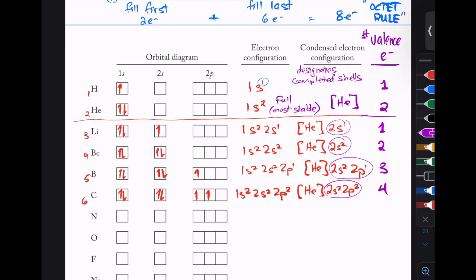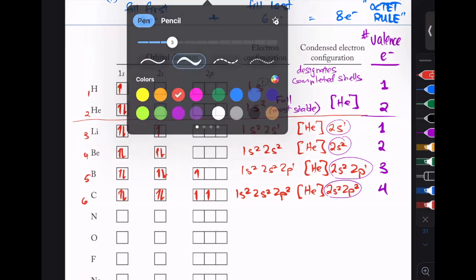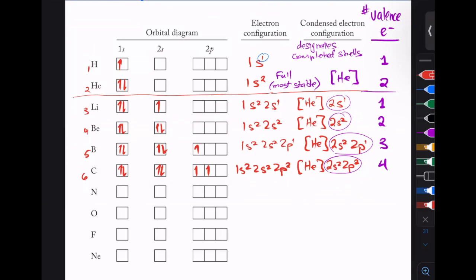All right, let's continue along here. Nitrogen, I already showed you, so I'll fill that in quick. 1, 2, 3, 4, following Hund's rule. 5, 6, 7. 1s2, 2s2, 2p3. And again, if I just want to highlight the valence electrons, 2s2, 2p3. I don't need to change color for that.